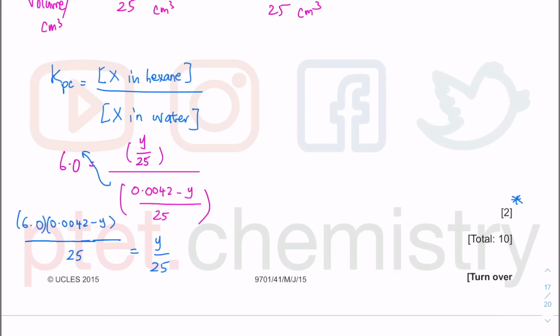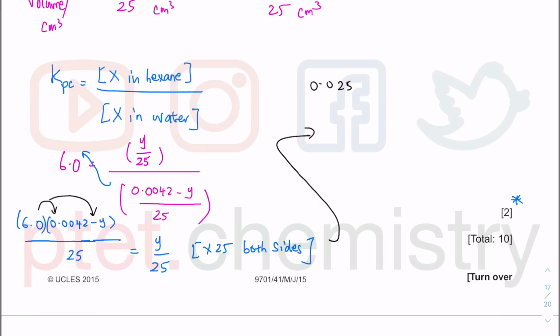Because you have 25 and 25 at the bottom, what you can do is times 25 both sides, and you will get rid of that 25. We need to expand the bracket very carefully. So 6 times the first portion and 6 times the second portion. So 6.0 times 0.0042, I get 0.0252, and then I get 6.0y is equal to y. So I get 7y equal to 0.0252 gram. Y, which is how much have been extracted.